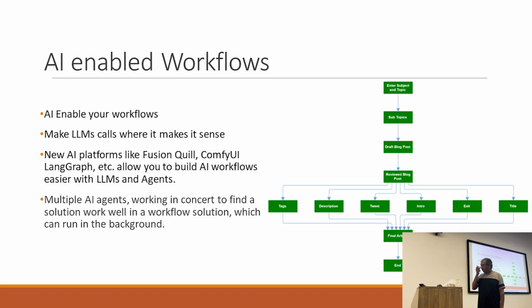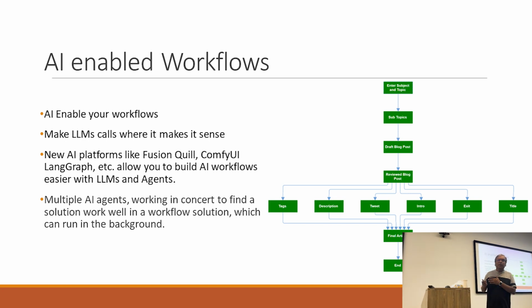This is another example, from a workflow standpoint. I think workflows are really good for AI because the models are not that smart, at least right now. So having a workflow where you break up a task into smaller tasks helps. There are multiple people who do this. This is a screenshot from our app, but there are things like Comfy UI and LangGraph that let you build AI workflows with LLMs and agents. We'll talk about agents a little later.